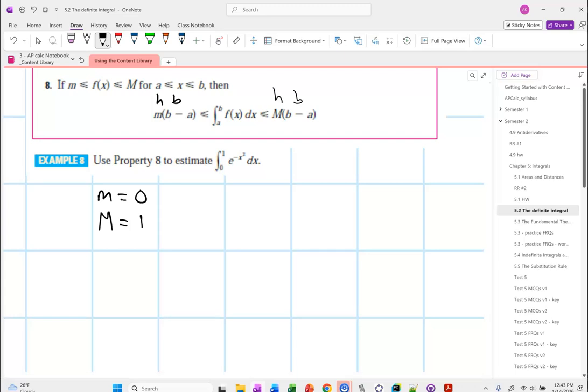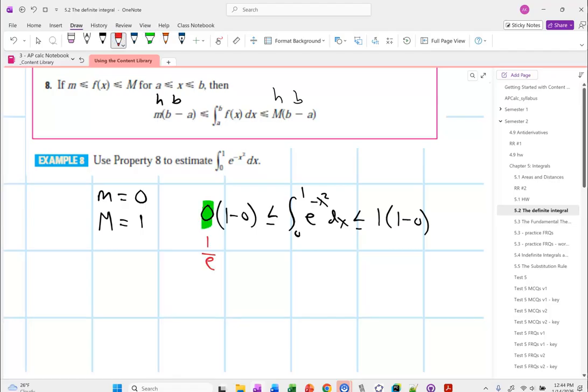So I can say then we have 0 times 1 minus 0 less than or equal to our guy, less than or equal to, so somewhere between 0 and 1, or if you wanted to get a little tighter, it could be like 1 over e, is what we got when you plugged 1 in. That was the decimal. But that's it.